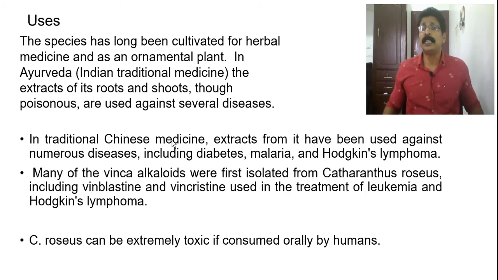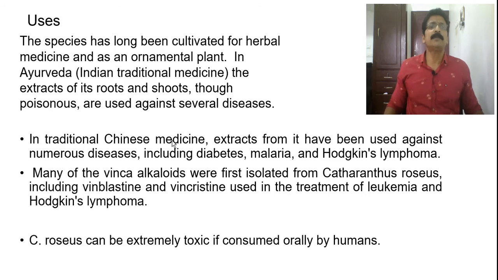Uses: as we know, it is mainly used as an anti-cancer drug. Even yesterday we were talking about this Vinca. When you take the plant, even if you take 1 ton, only about 3 grams of constituents can be isolated. So a very minimum quantity is present, but they are very effective.